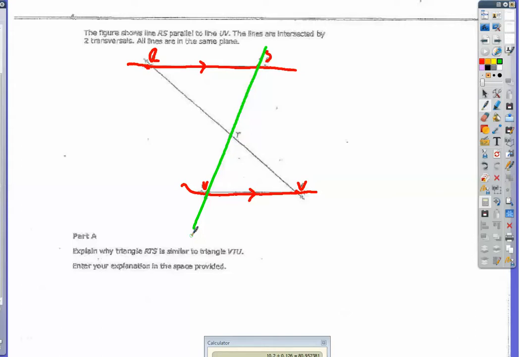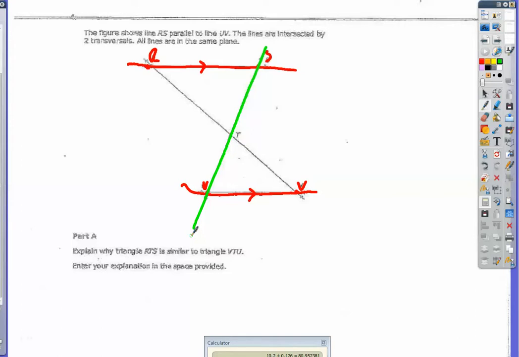Now, when you have a transversal, there are some key ideas in geometry that you have to know. And so I'm going to use some vocabulary here that would be expected of you in this problem. So I'm going to write it out. I want you to write it out. If you remember it, that's going to really help you when you get to geometry.